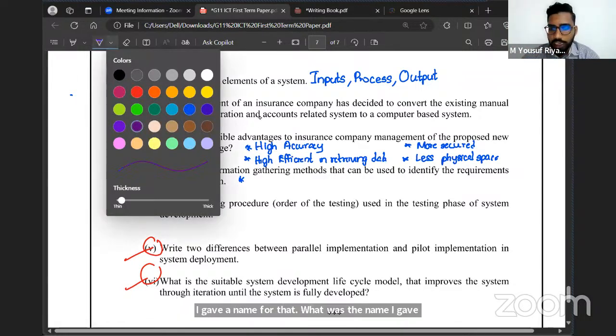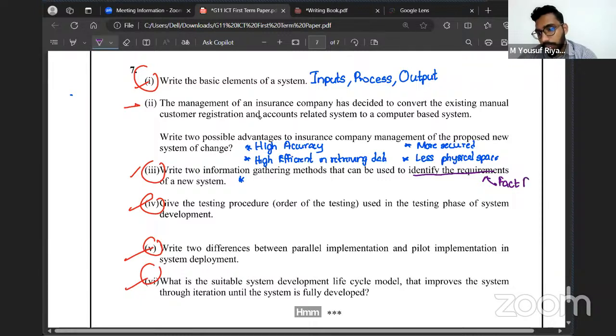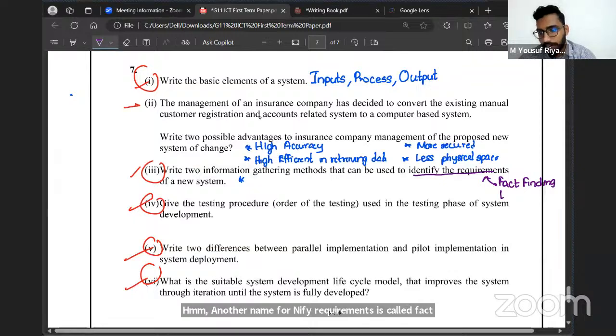If I was there in the class, I gave a name for this. Identify requirements, there was a name for that. What do you call this? Some kind of a technique. What technique? Correct. Another name for identify requirements is called fact-finding technique. Sometimes in the paper, they might use this word, okay? Fact-finding technique. So keep in mind, fact-finding technique and identifying requirements method are both the same idea, okay?